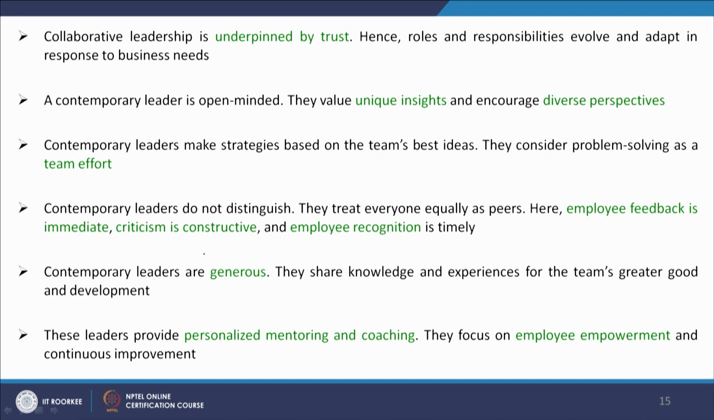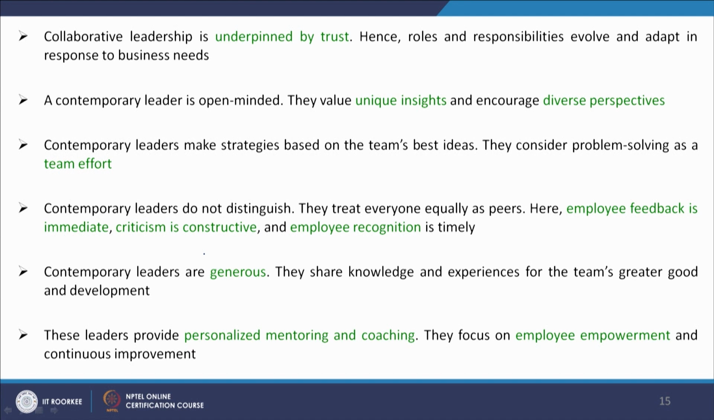The other is that contemporary leaders do not distinguish; they treat everyone equally as peers. Here employee feedback is immediate, criticism is constructive and employee recognition is timely. That means when there is no hierarchy and people can approach any member of the group or organization at any time, there is more chance that people are constructive in receiving criticism, although the nature of the criticism is also constructive. The feedback is immediate, that means there is more sharing of information based on feedback, and employees are recognized whenever they have performed well on a particular task. That means effectiveness and efficiency are rewarded for every member because there is no hierarchy. Everybody is treated as equal, so everybody has equal status in the organization. Everybody has approachability; they can approach for feedback, they can receive criticism and feel recognized at the same time.